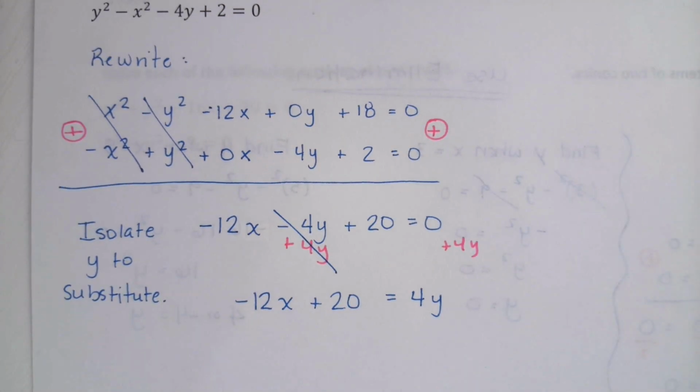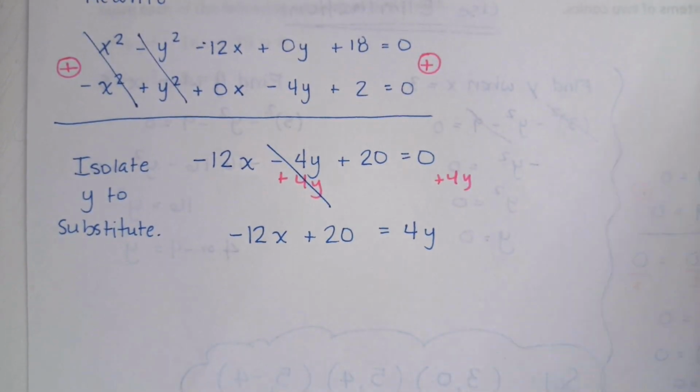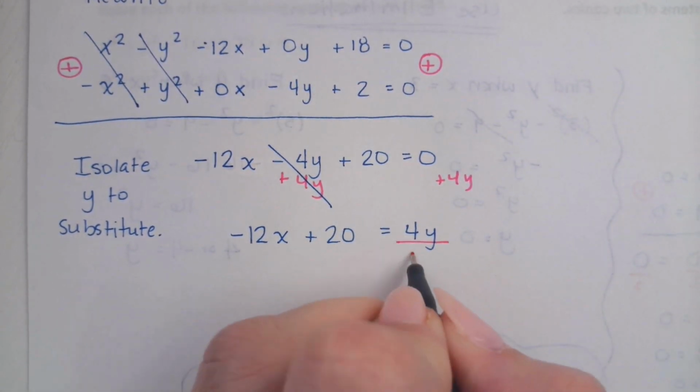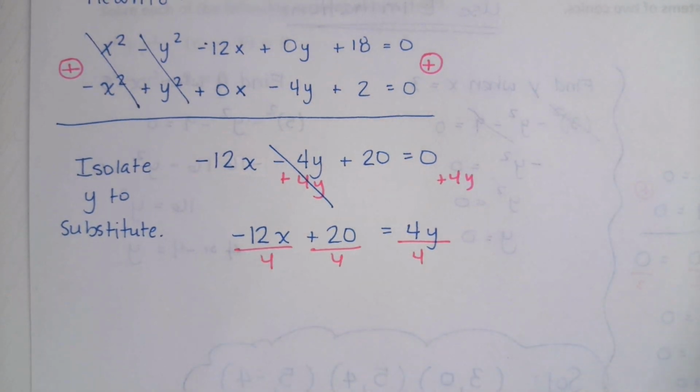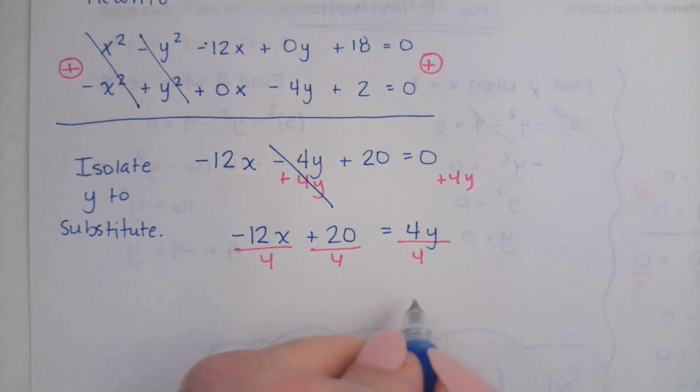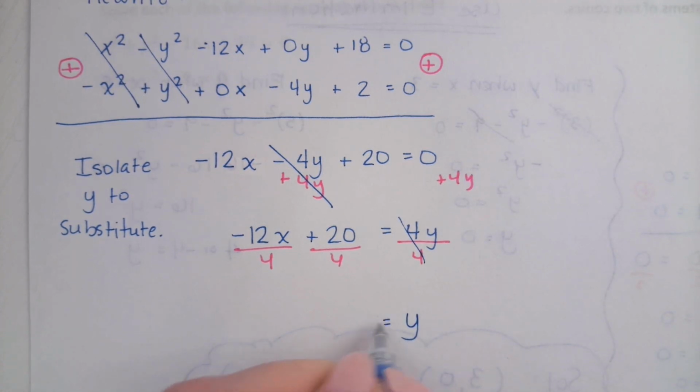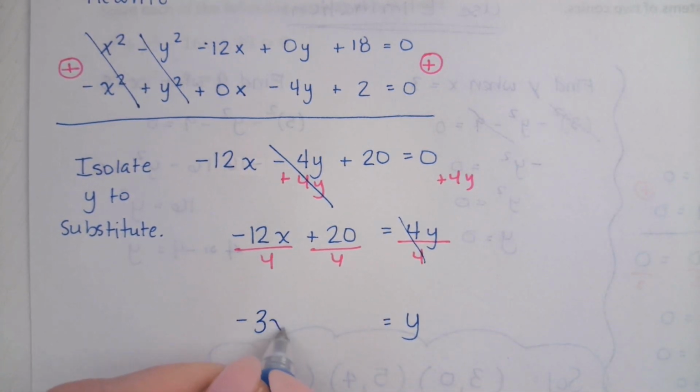And then one more step to isolate y. What would that last step be? Divide by 4. So we'll have y equals negative 3x plus 5.